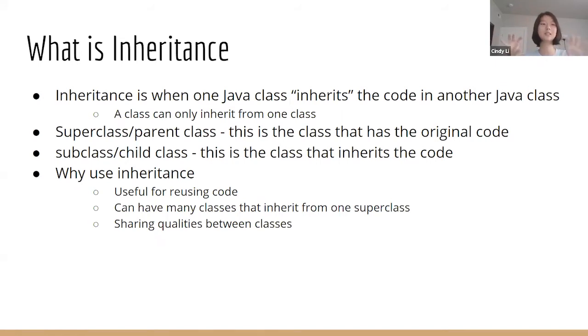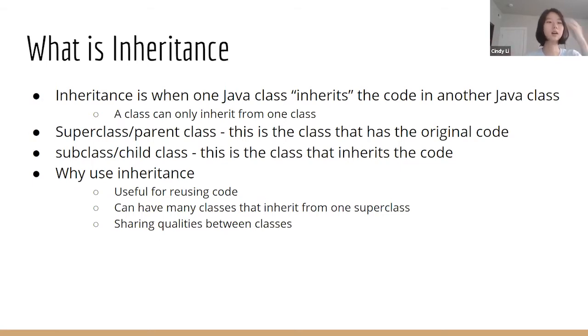But each child does their own thing with it. The child is not completely the same as the parent. The child also has some differences from the parent class. That's what we'll be doing with inheritance. We'll be inheriting the code from the parent class and then adding some stuff to the child class, so we don't have to rewrite the code for every single child class.